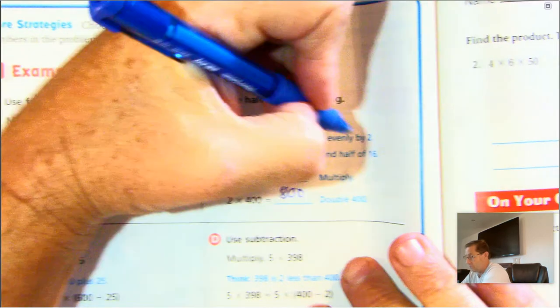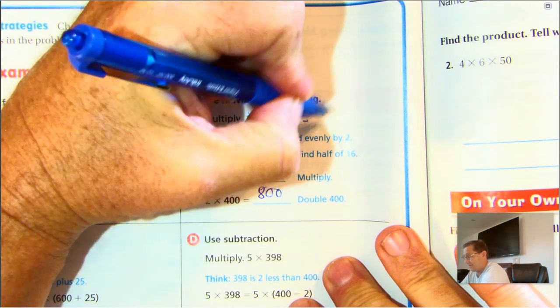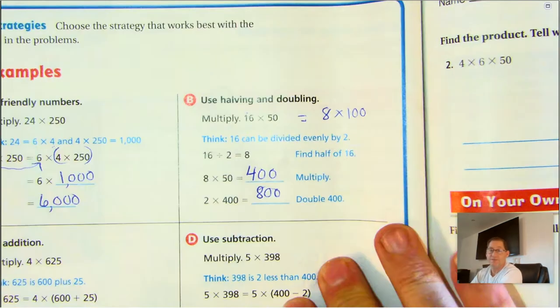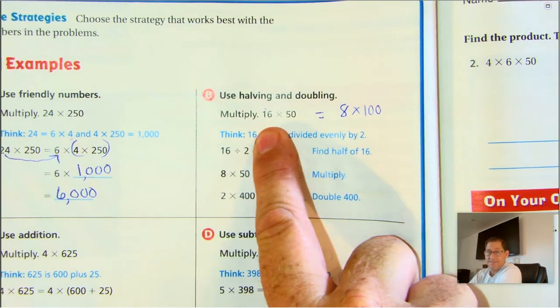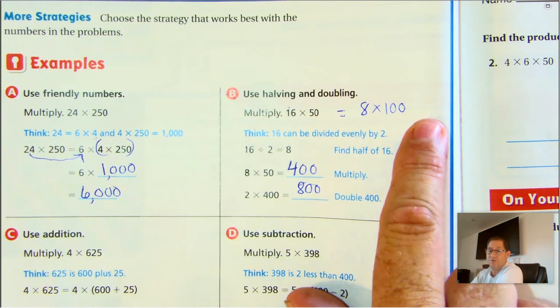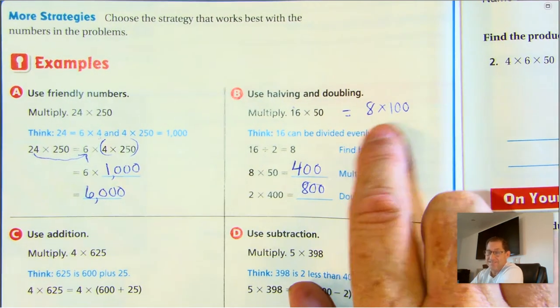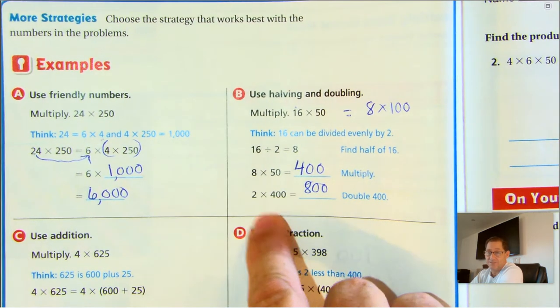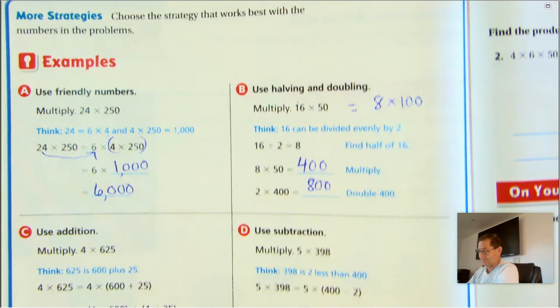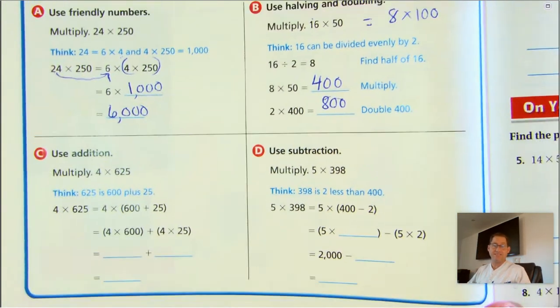You can also write it this way. 16 times 50 equals 8 times 100. So I took half of 16 and doubled the 50. 8 times 100. I think it's actually easier to see it this way than this extra step here. So it's up to you how you want to write it. Either way works. Okay, and C, use addition.